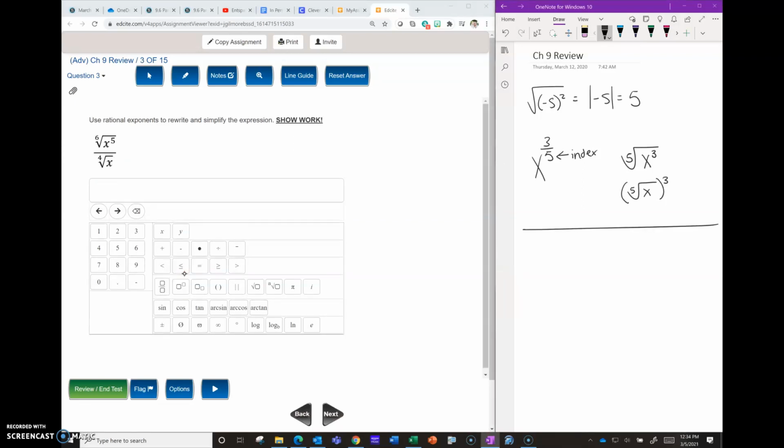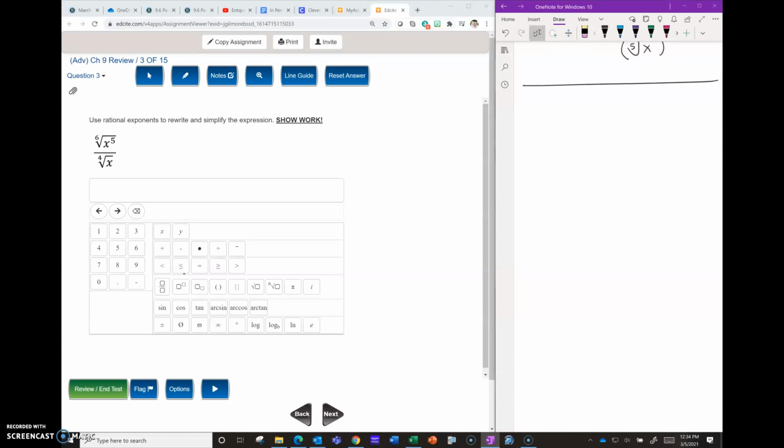Here's the first problem that asks you to show your work. It wants you to use rational exponents to rewrite and simplify the expression. The 6th root of x to the 5th is the same as x to the 5/6. The 4th root of x is the same as x to the 1/4. With division, we subtract. So we subtract the exponents 5/6 minus 1/4. I would just do this in your calculator. So 5 ABC button 6 minus 1 ABC button 4. It gives me the fraction 7/12. So x to the 7/12.